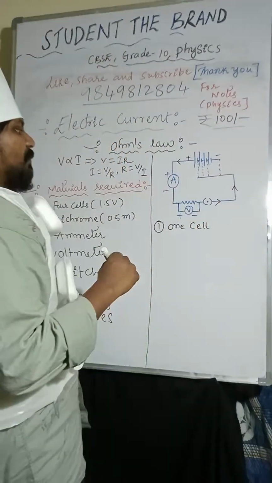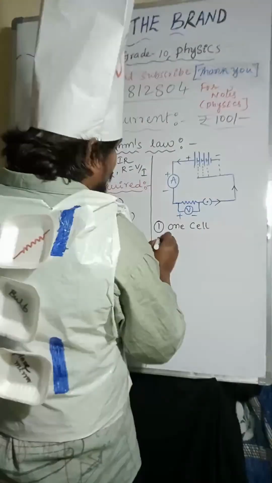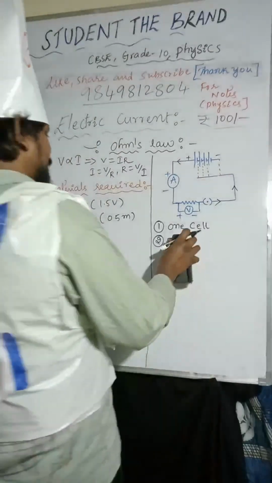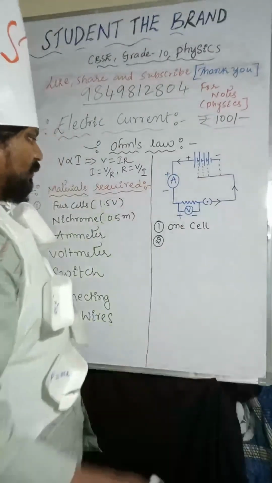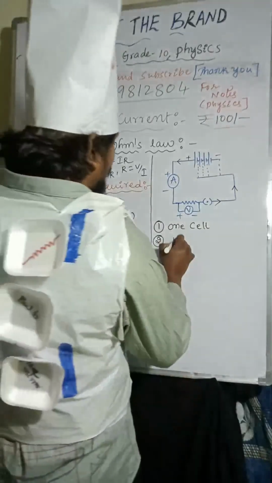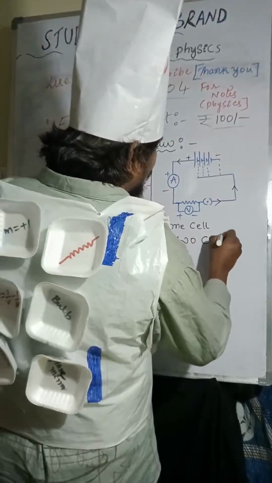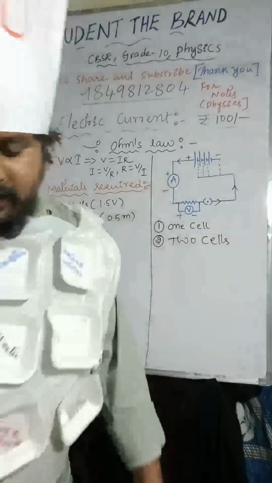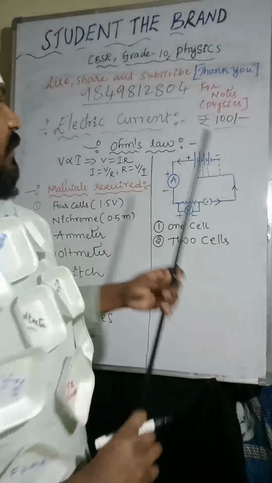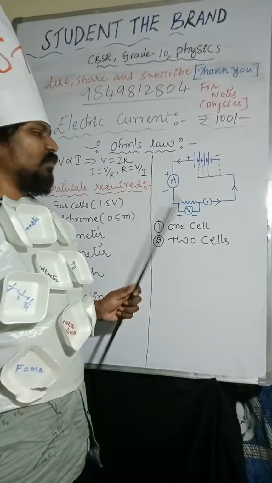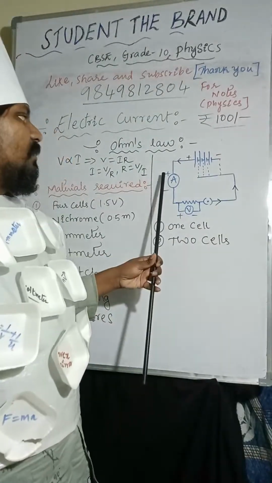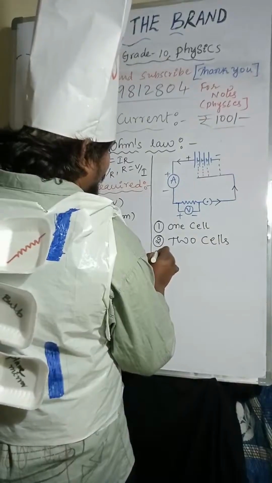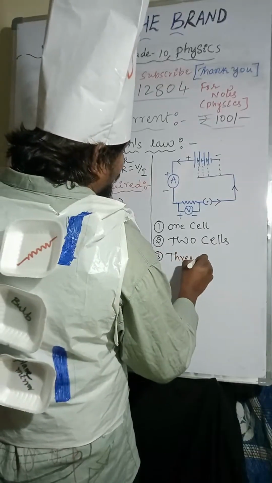and note down the reading of the ammeter and voltmeter. Second, connect two cells and observe the reading of the ammeter and voltmeter. Every time, first connect one cell and note down the readings, then connect two cells and note down the readings, and repeat the process for 3 and 4.